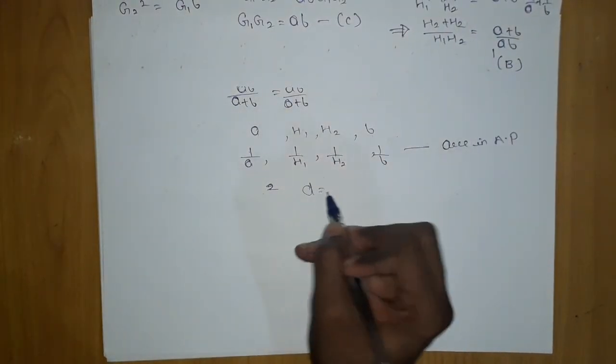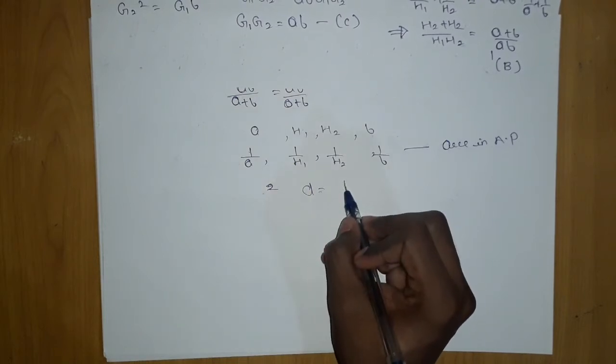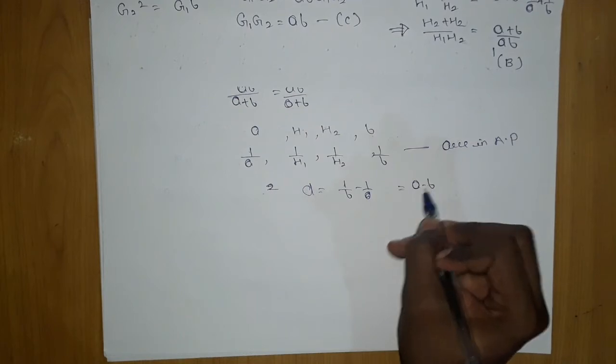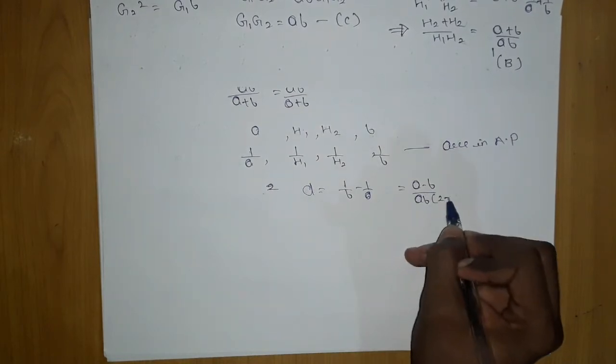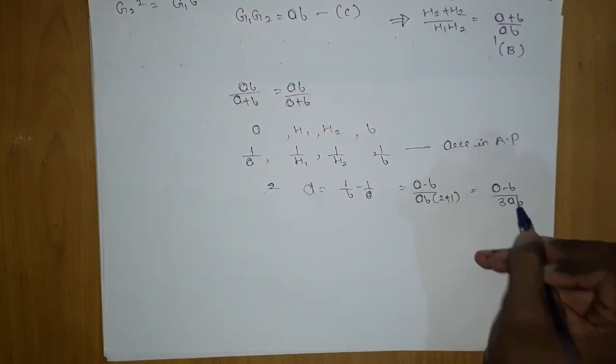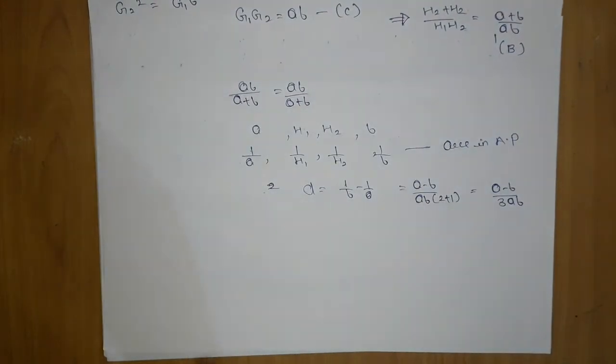Now what can we do? If I find the d, I can get h1. It is nothing but 1 by b minus 1 by a. How many terms? 2 terms. So a minus b upon ab. How many terms? 2 plus 1. So what are we getting? a minus b upon 3ab. So we are done with this. We got the d thing.